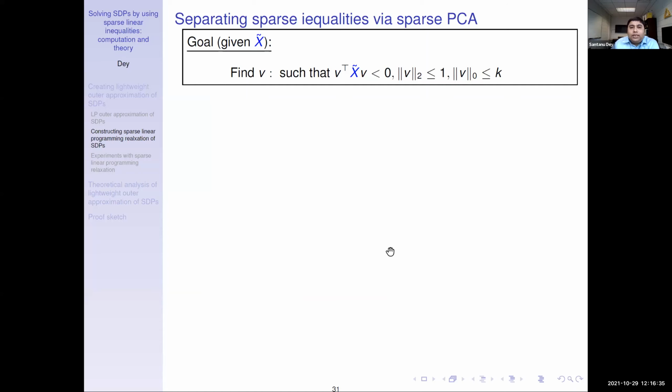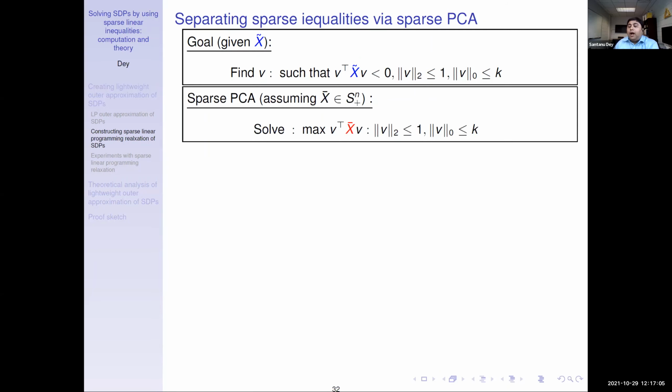So what is our goal? We have this x tilde, which is not a PSD matrix right now, as not all its eigenvalues are non-negative. So we want to find a vector V such that this quadratic form is negative. I've just added this normalization; it doesn't matter, I can rescale a vector. It's a Euclidean norm, but I also want it to be sparse. So I want to solve this problem, and it turns out one way to solve it is to look at the sparse PCA problem, which is not surprising, it's all related.